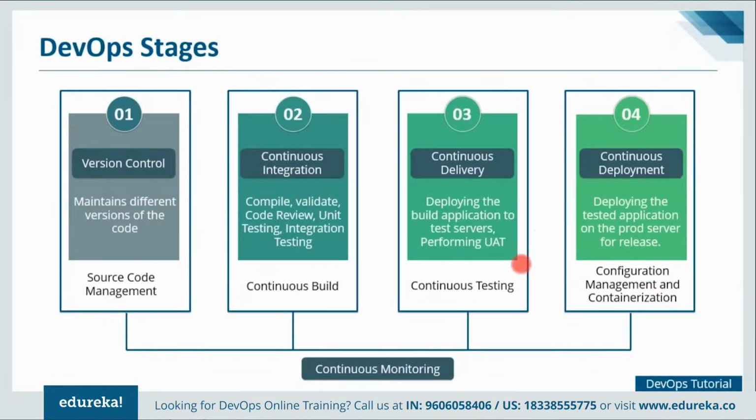After continuous delivery, we can go ahead and manually use configuration management tools like Puppet, Chef, Ansible, and SaltStack, or we can even use Docker for a similar purpose, and then deploy it onto the prod servers for release. And once the application is live, it is continuously monitored by tools like Nagios or Splunk, which will provide the relevant feedback to the concerned teams. So these are the various stages involved in DevOps.